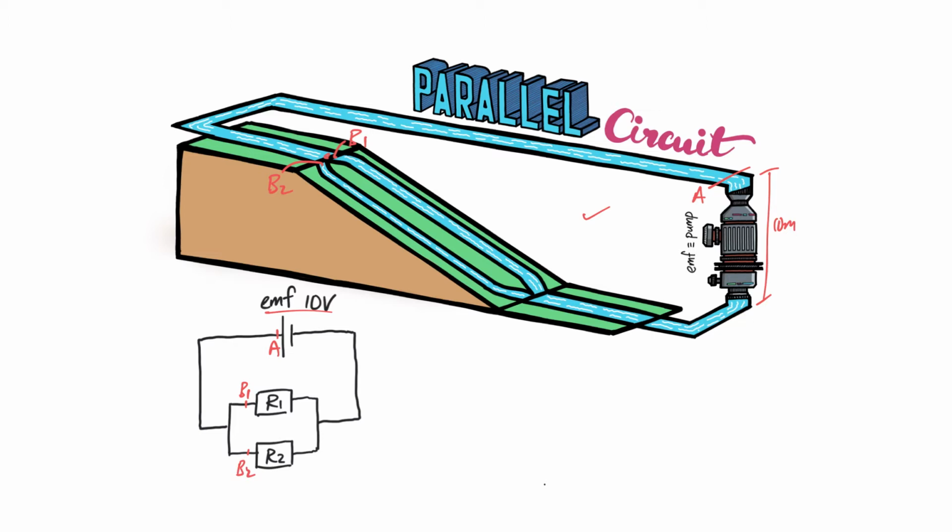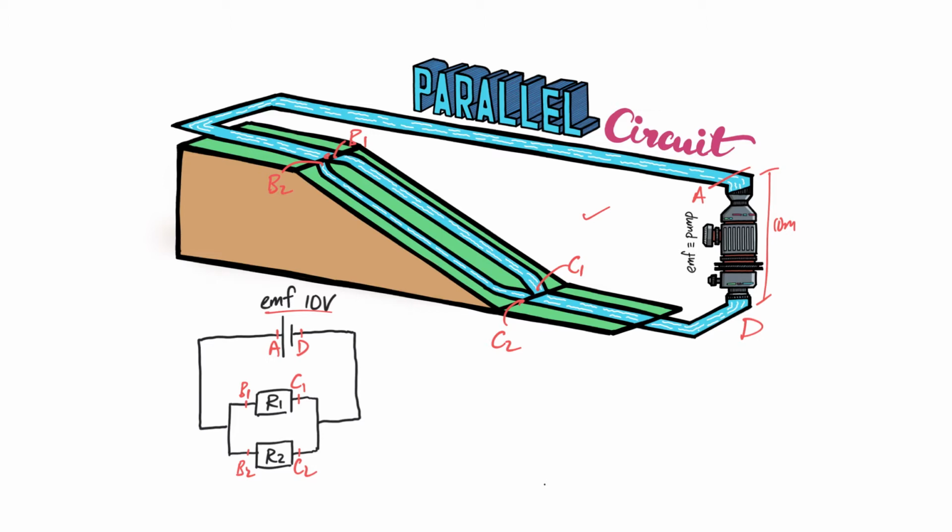Once it comes out from R1 and R2, let's call it C1 and C2. So here is like your C1, here is like your C2. And then the last stretch here leading back to the negative terminal of the cell, this point is point D.